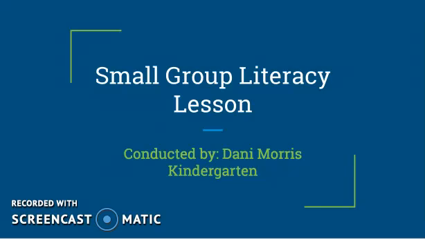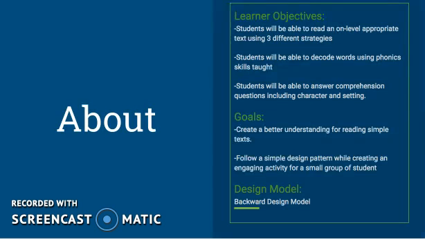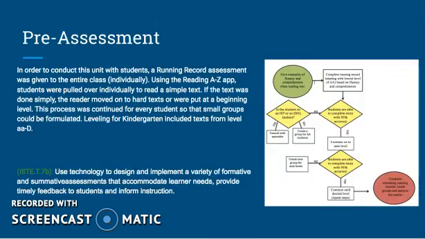I did a small group literacy lesson for assignment 4 in my teaching unit. I am a kindergarten teacher up in Overland Park in the Blue Valley School District. My objectives for this assignment were for my students to read on-level appropriate text using 3 different strategies. They're going to be able to decode words using phonics skills, and answer comprehension questions including character and setting.